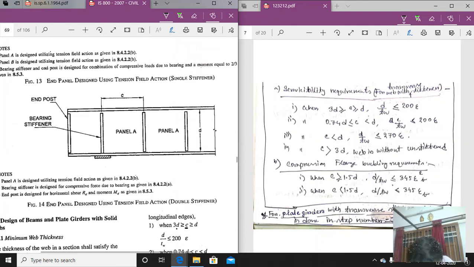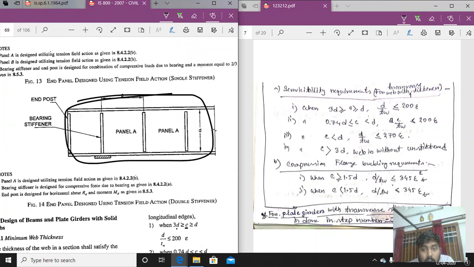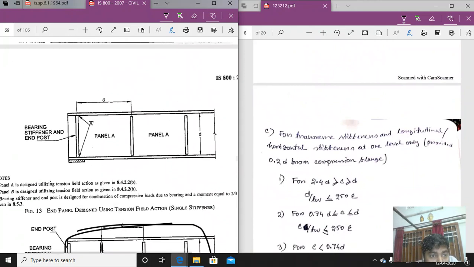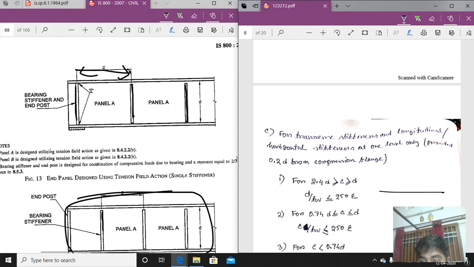C is the spacing of the transverse stiffeners. In the picture you can see here also, I have shown that this is the transverse stiffener, this is the end post, this is the bearing stiffener, which we do not need. So this is the transverse stiffener, and this is the spacing between them. If this is the web flange portion and this is the web, then in between the web, transverse stiffeners will be there. The spacing between the transverse stiffeners is called the spacing. So we have to first determine the spacing.